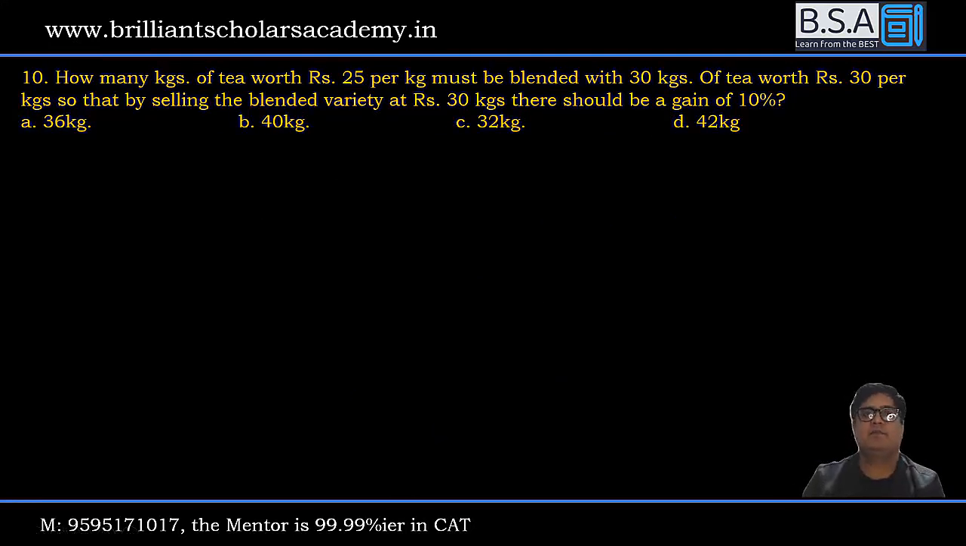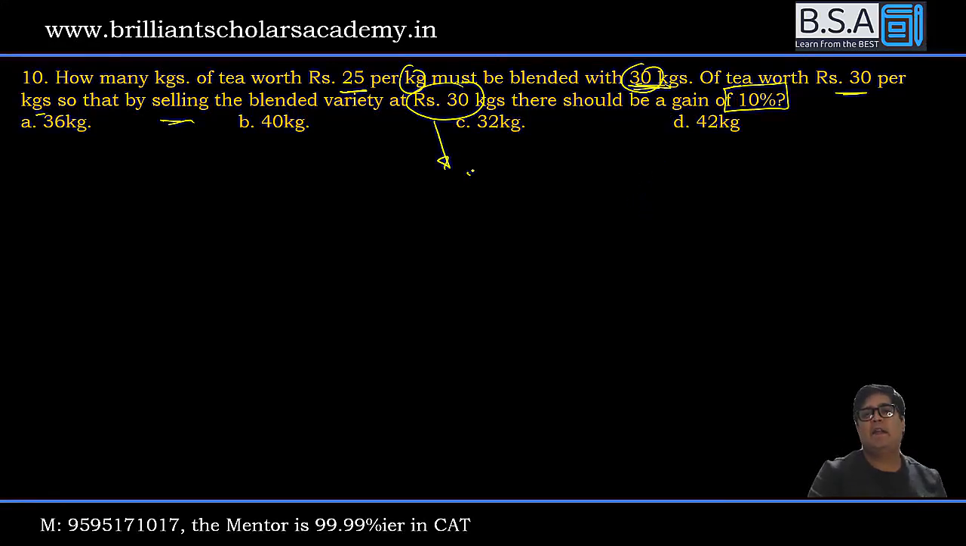Complete this. Just pushing around pen to perform these calculations to confirm answers. How many kilograms of tea worth rupees 25 per kg be blended with 30 kgs of tea worth rupees 30 per kg, so that the blended variety is sold at rupees 30 per kg, and there should be a gain of 10%. Lot of twisting is there. Be careful with numbers here.